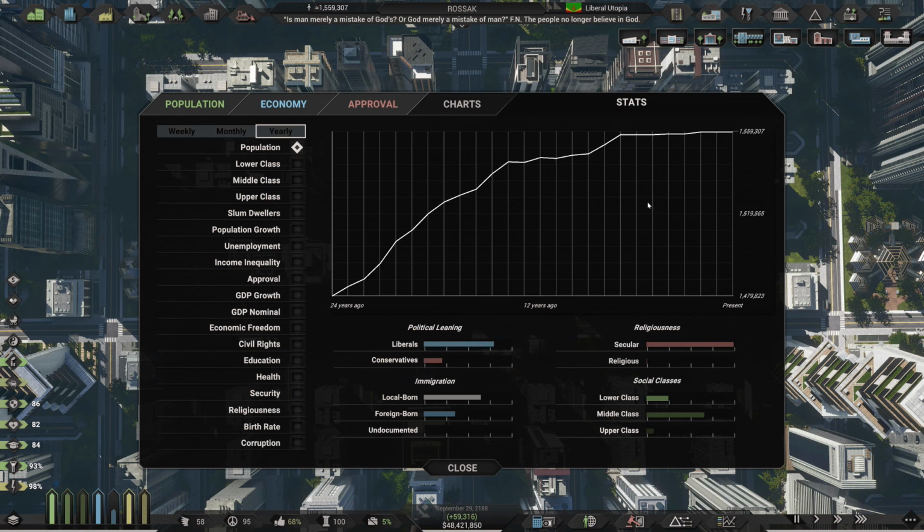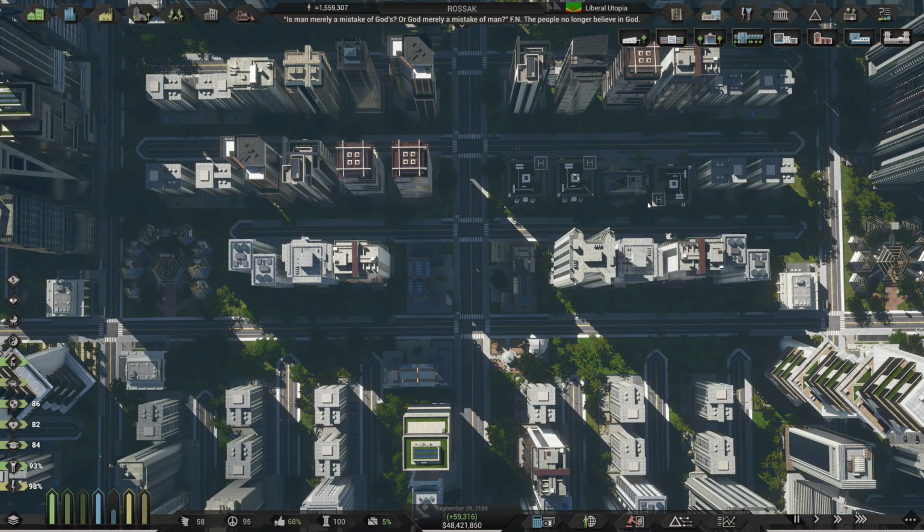And then down here on the bottom, center and right, you've got political leaning and religiousness. Now you can see that I've got a nice secular state. But I do try to put in a little bit of religious stuff just to help with that birth rate. You can see my social classes, and you can see the immigration: local born, foreign born, undocumented. It doesn't look like I have much in the way of undocumented.